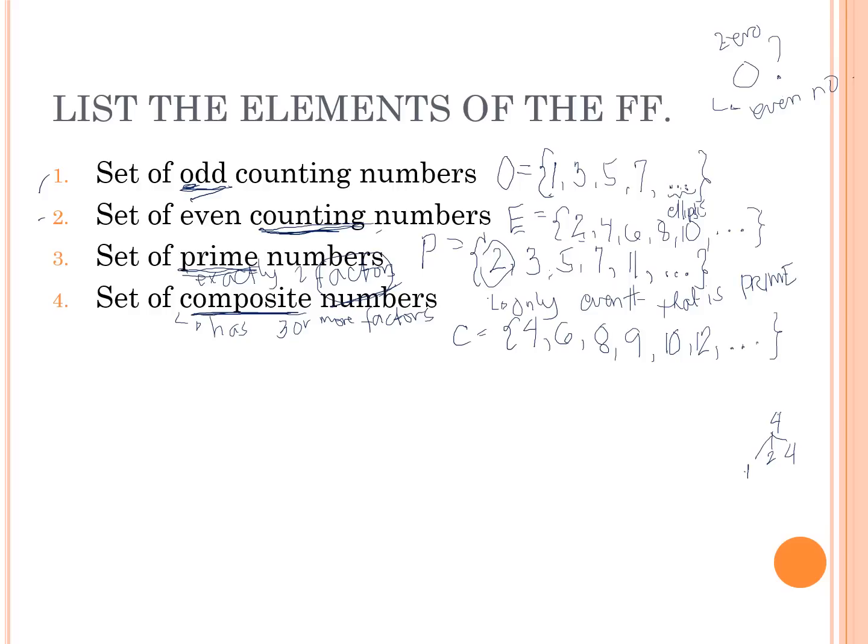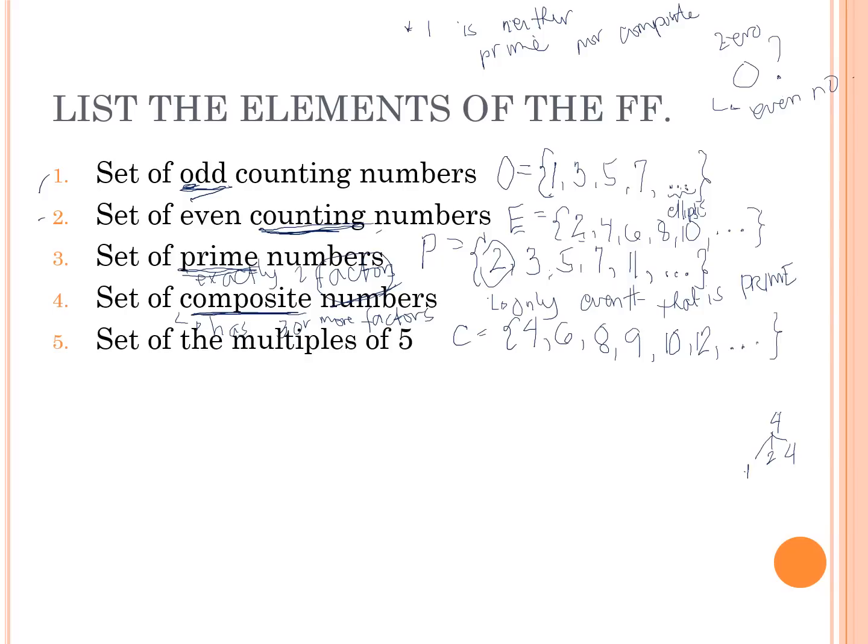And how about 1? So 1, remember, I'll put it here. 1 is neither. When we say neither, it is not prime. It is not composite because it has only 1 factor, in which that factor is 1 itself. Okay, 1 can only be divided by 1.